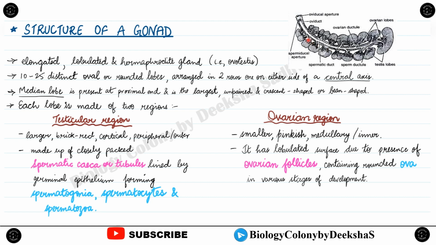As you can see here is the oviduct, and the oviduct leads to the various lobes that are connected to the ovarian region, and then the spermiducal aperture is present, the oviducal aperture is present, and we have the spermatic duct that is connecting to the testicular region.